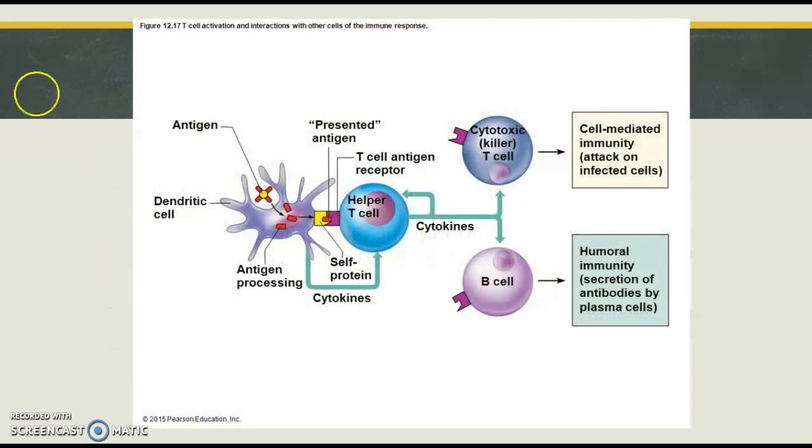So if we look here, here is our macrophage. The macrophage has digested the antigen and stuck a little piece of it on the outside of its cell. And then we have a T cell come along, and the T cell then binds to the macrophage where it learns about the antigen that the macrophage has ingested.